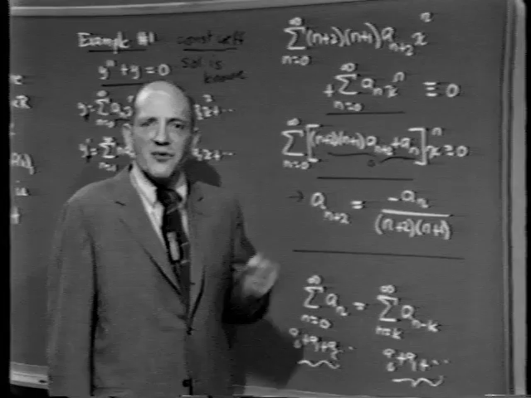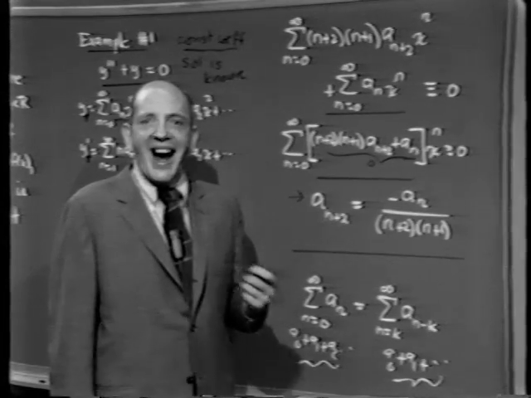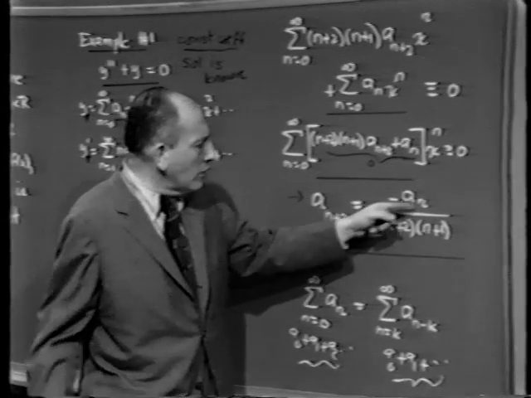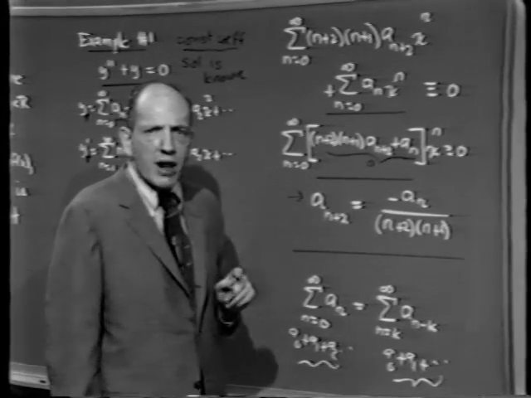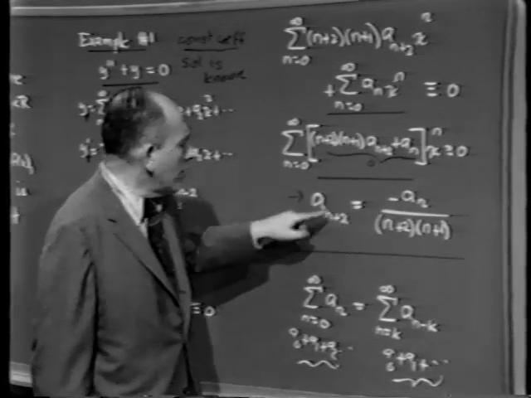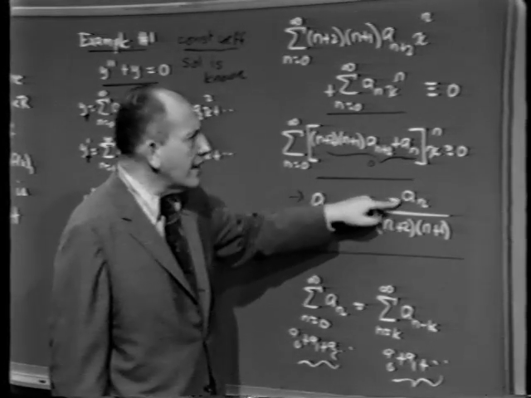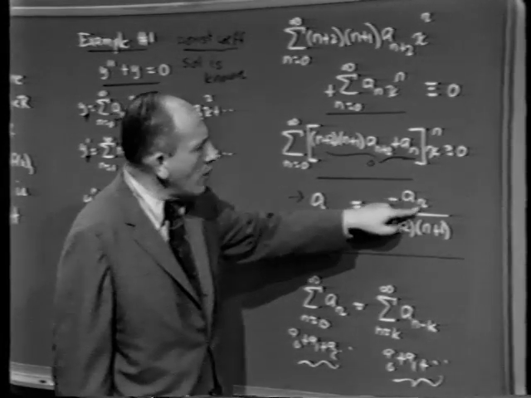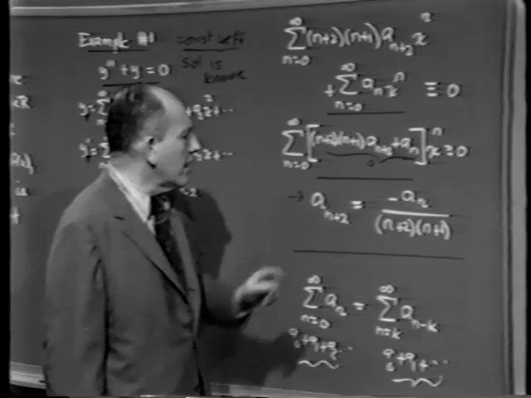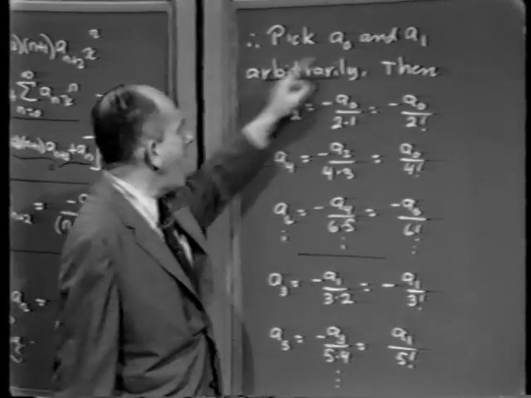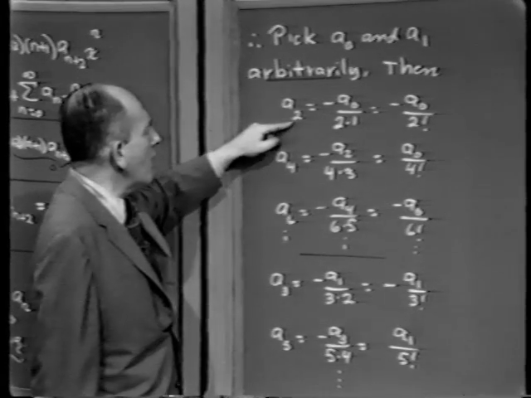How to find a sub 4 in terms of a sub 2, how to find a sub 3 in terms of a sub 1, but it gives me no hold on what a sub 0 and a sub 1 must be. So I say, okay, what I will do is I will use this recipe, recognizing that I am free to pick a0 and a1 completely arbitrarily. Now, look at what happens here.